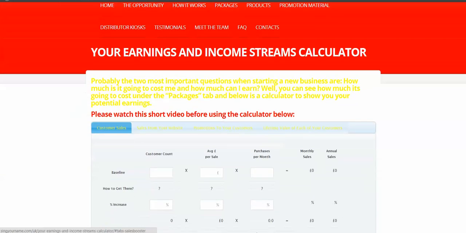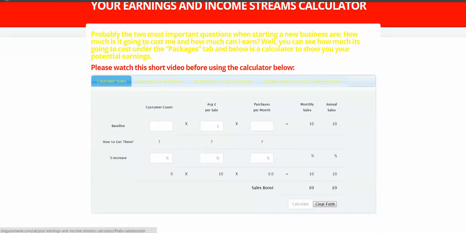If we just have a look at this, we asked our programmers to create an online calculator for you to work out your own figures. And as per usual, programmers have gone into a lot of detail. To be honest, you can play with this as much as you like, but the only things you really are interested in here on the customer sales tab is this top line where we have the customer count, the average pound per sale, purchases per month, etc. The way this works very simply is that on the baseline figure, you want to put in a figure.